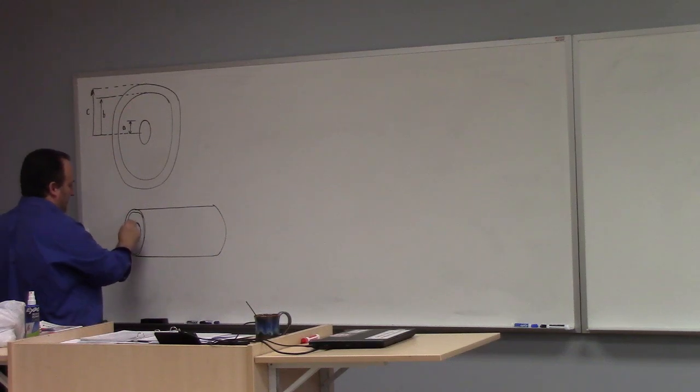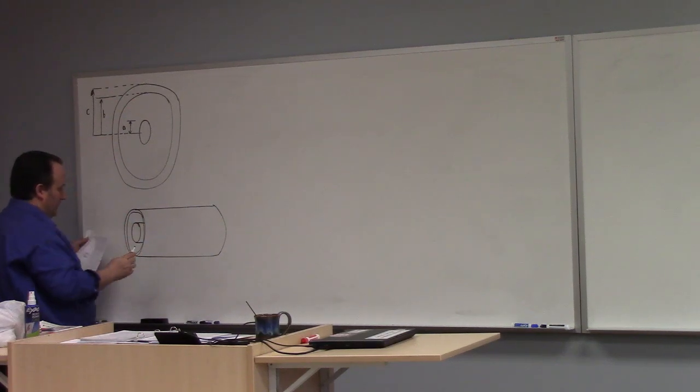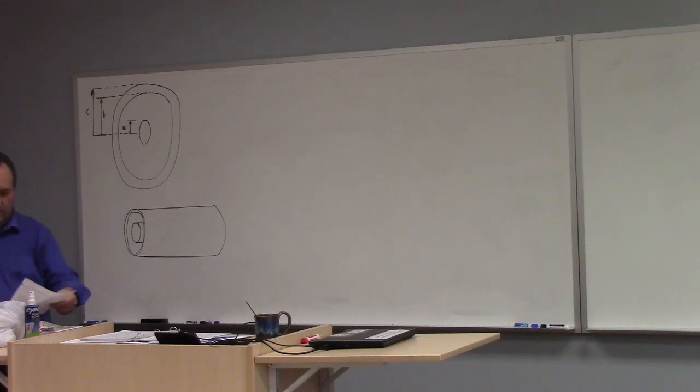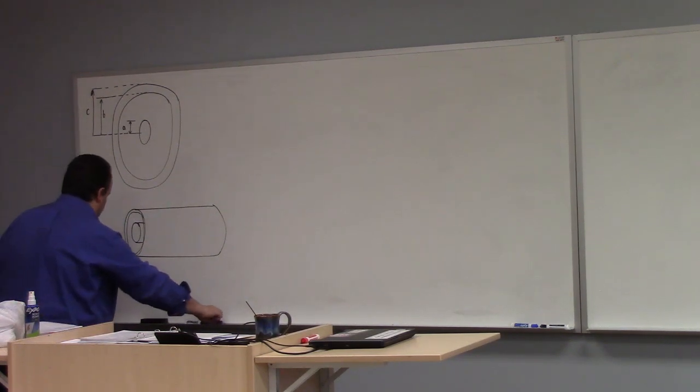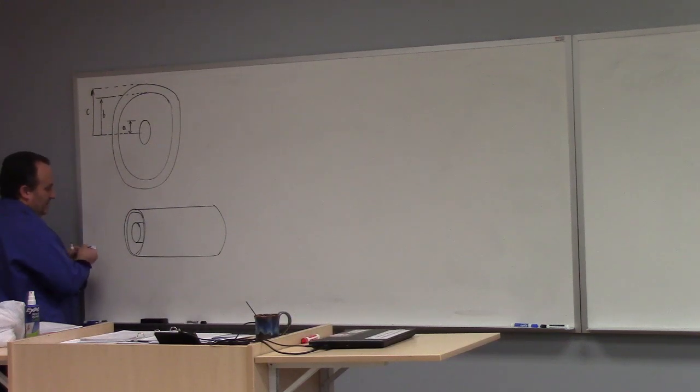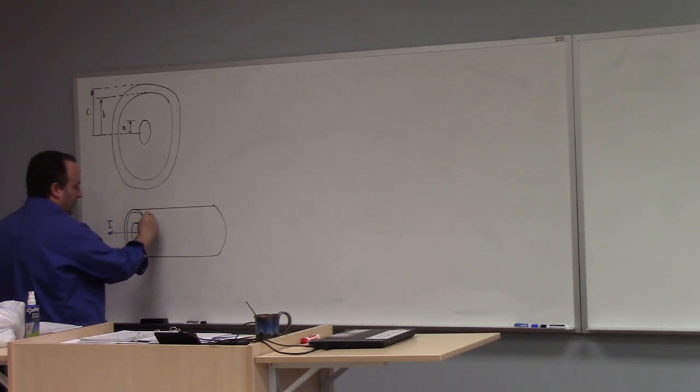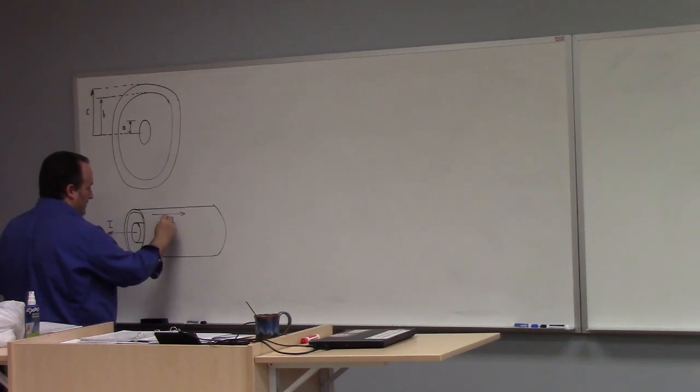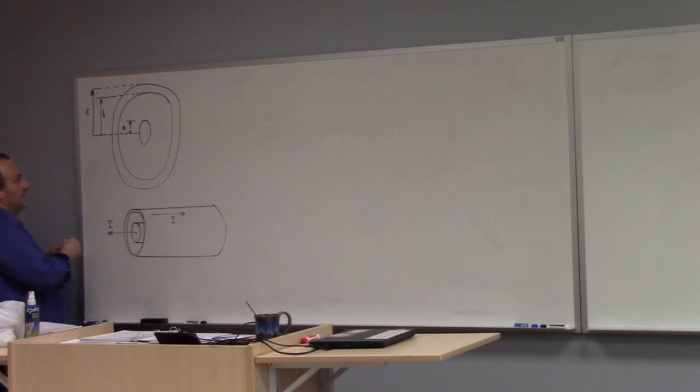The point, though, is that there's a current, so there's two currents in this situation, right? The one current is in the inner conductor, and it's going like this, right? But there's an equal current on the outer conductor going like that, right?